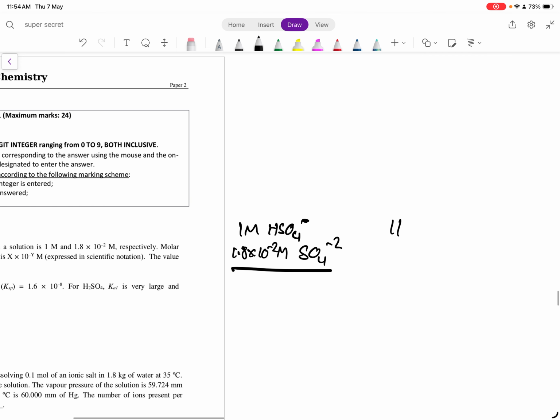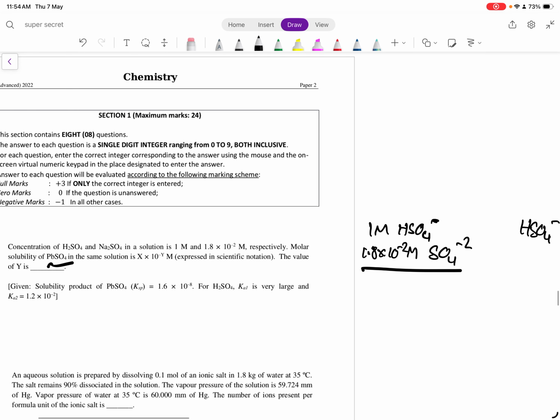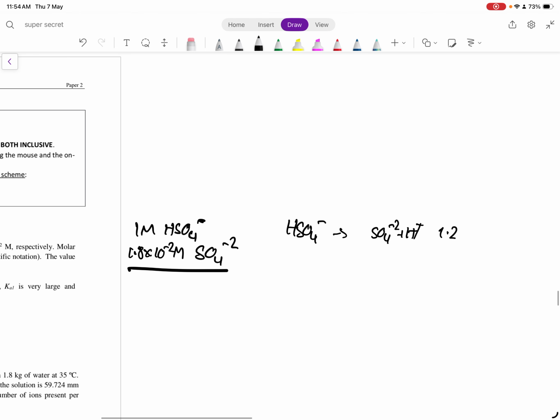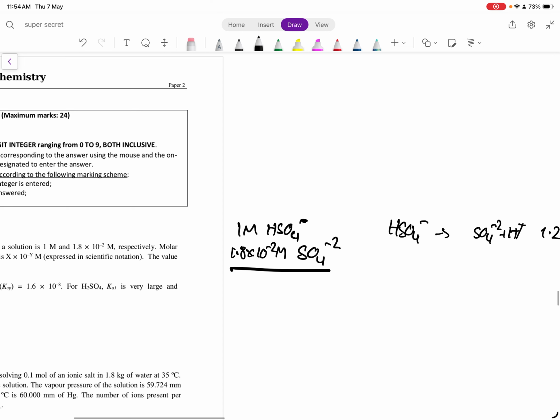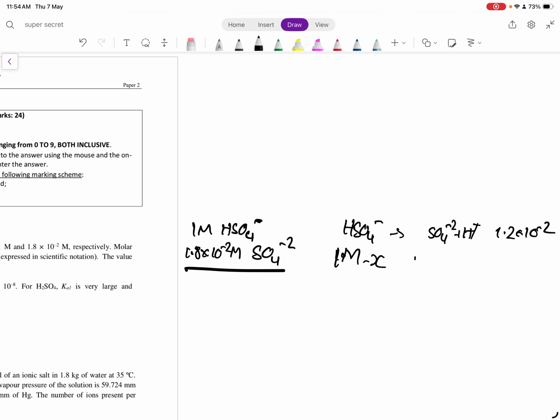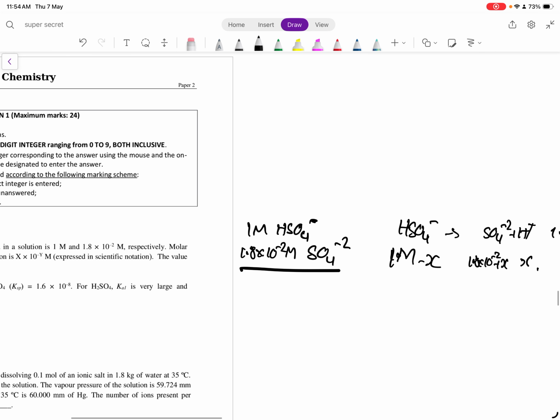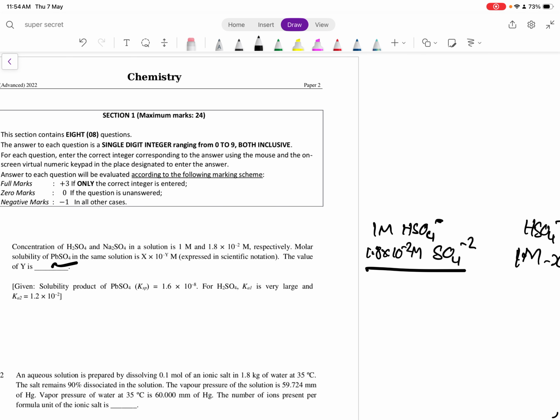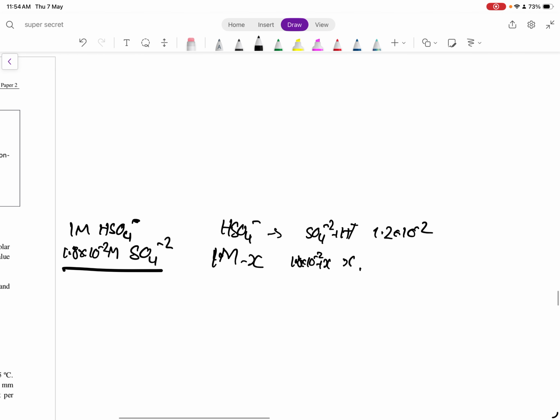So we have HSO4 minus gives rise to, oh wait, not HSO4 minus 2, it's just SO4 minus 2 plus H plus. And Ka2 is 1.2 into 10 power minus 2. HSO4 minus is 1 molar originally, so 1 molar minus X, 1.8 into 10 power minus 2 plus X, and then we have X for H plus over here. Now, we already had a molar of H plus, right? So it's actually going to be 1 plus X because of the H2SO4 decay.